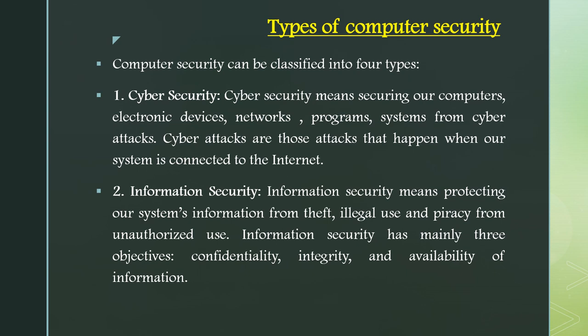Types of computer security. Computer security can be classified into four types. Cyber security means securing our computers, electronic devices, networks, programs, systems from cyber attacks. Cyber attacks are those attacks that happen when our system is connected to the internet. Second, information security. Information security means protecting our system's information from theft, illegal use, and piracy from unauthorized use. Information security has mainly three objectives: confidentiality, integrity, and availability of information.